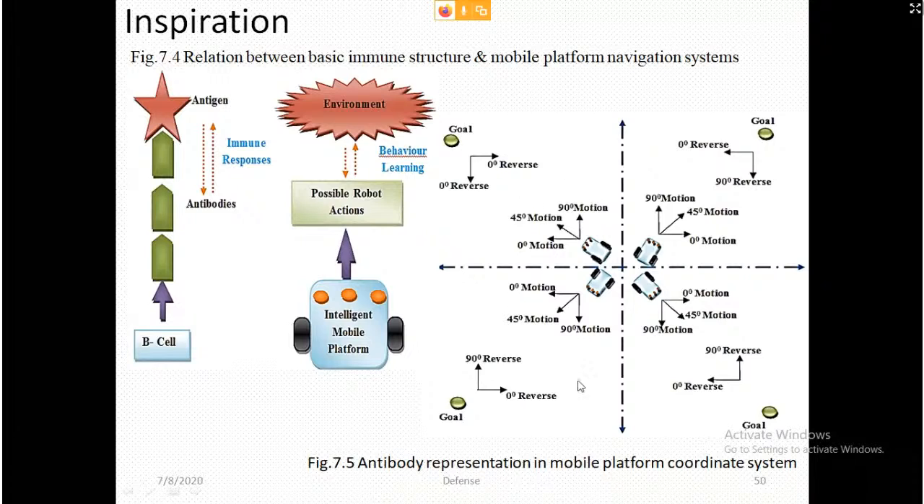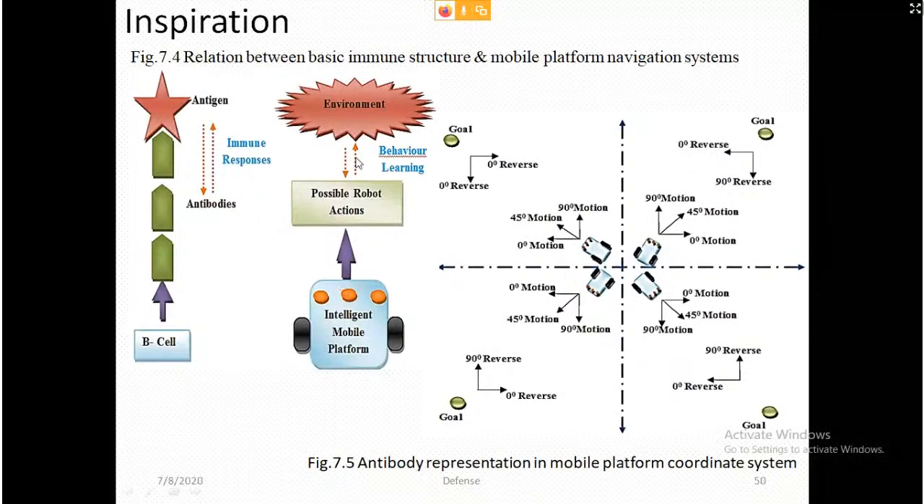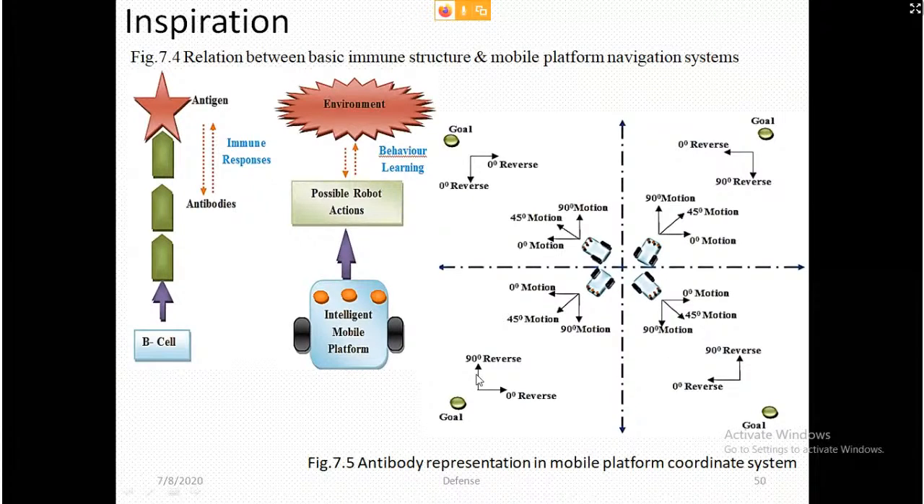Among these 20 robotic actions, the robot will take care of which robotic action is suitable for the sensed environmental criteria. So this is the situation where the mobile robot can navigate the environment to reach its target, whether it is in the first, second, third or fourth quadrant.